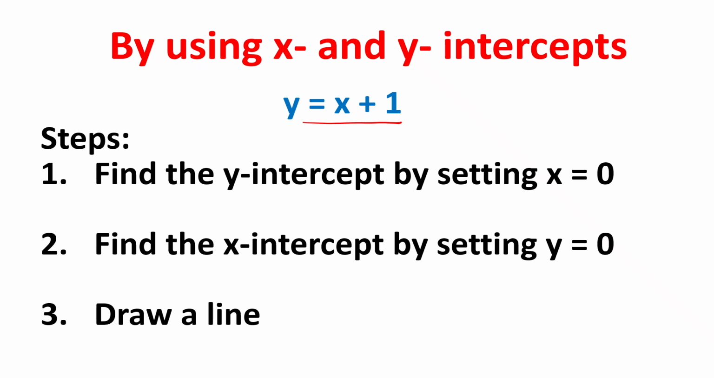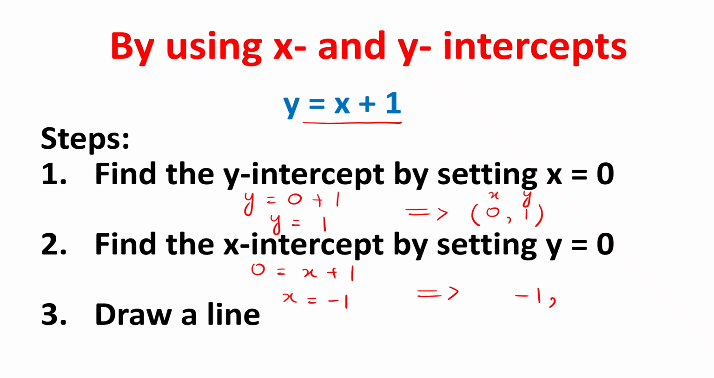By substituting x equals 0, we get the value of y, which is 1. So the first ordered pair is 0, 1. We always write the value of x first in the ordered pair. Now by substituting y equals 0, we get the value of x, which is negative 1. By plotting and joining these points, we get a line.